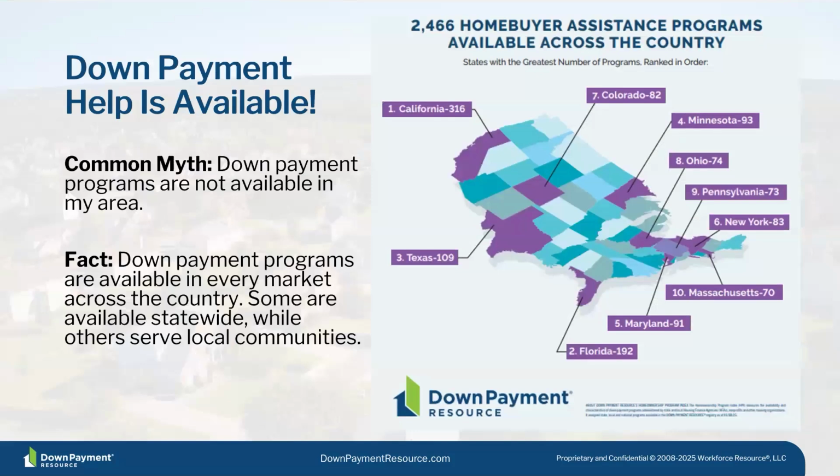I do want to let you know that these programs are everywhere. It is a very common myth where people across the country think that there are no programs in their specific area. However, that is not true. There is at minimum a state housing finance agency in every single state, and those programs for that state HFA are available statewide. So there is literally no county or market in the country where there isn't at least some kind of down payment assistance or other home buyer assistance programs.